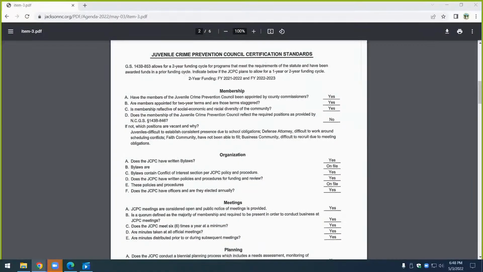And the final program we have is Hawthorne Heights, which is a temporary shelter for troubled youth, and they were allocated $28,621. And this next page is just the JCPC certification standards. It gives you a breakdown of our membership requirements, organizational procedures, meetings and times, and our planning process for 22-23.